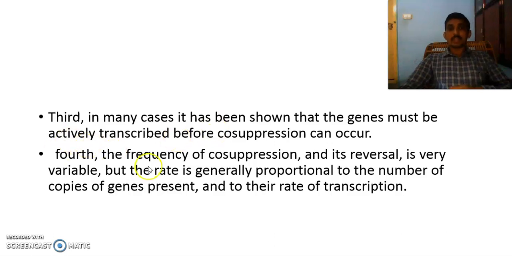And fourth, the frequency of co-suppression and its reversal, that is active expression of both genes, is very variable. But the co-suppression rate, or its reversal, that is the expression of both genes simultaneously, is generally proportional to the number of copies of a gene present and their rate of transcription also. So these are all the four assumptions regarding the co-suppression process.